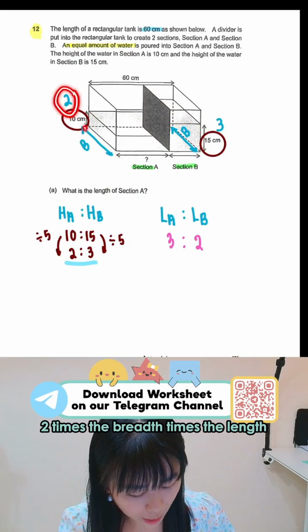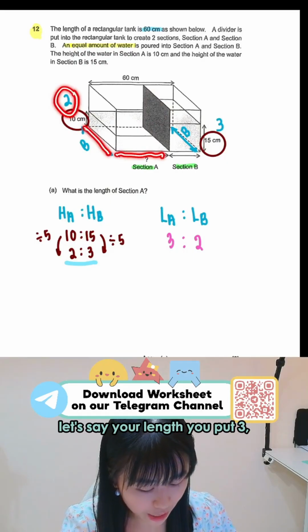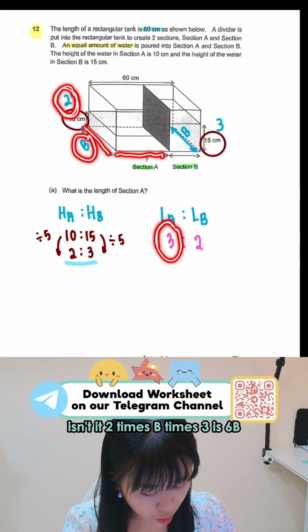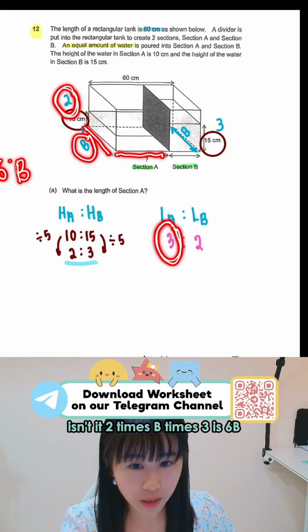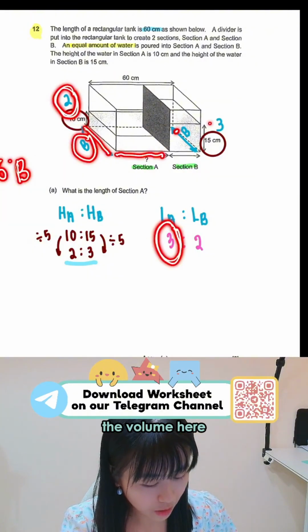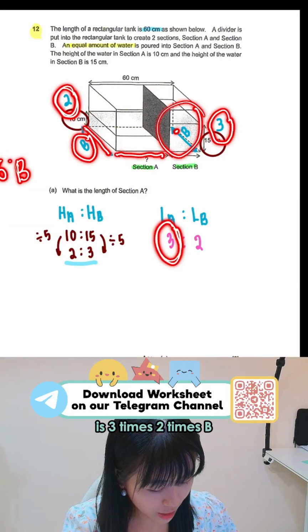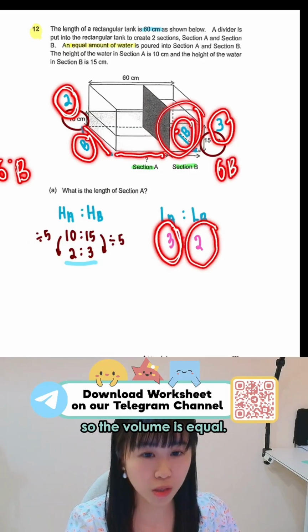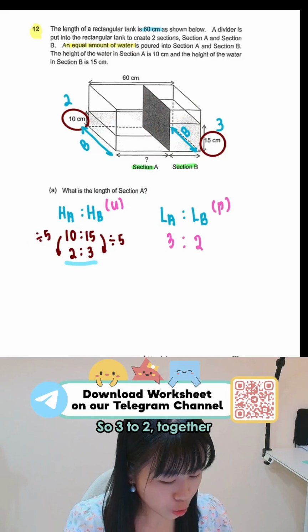2 times the breadth times the length. Let's say your length you put 3, right? Isn't it 2 times B times 3 is a 6B. Then if you do the other side, the volume here is 3 times 2 times B. You also get a 6B. So the volume is equal. So 3 to 2, right?